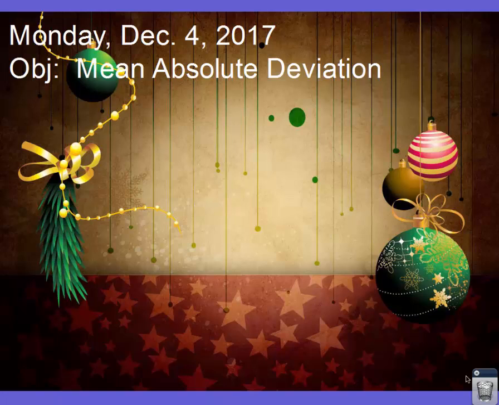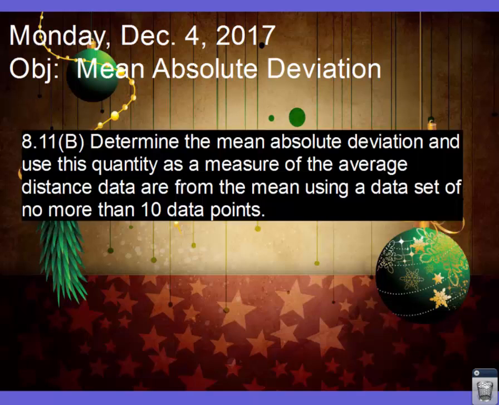Okay, class, today we're going to talk about something called mean absolute deviation. The standard we're working on today is 8.11b, which says we're going to determine the mean absolute deviation and use this quantity as a measure of the average distance data are from the mean using a data set of no more than 10 data values or data points.